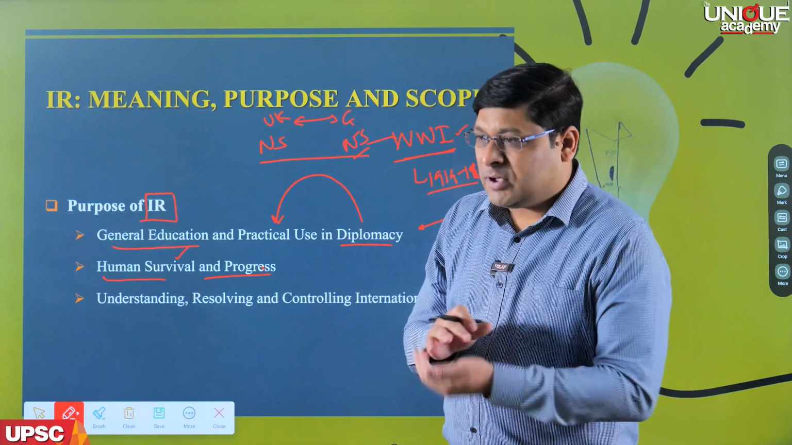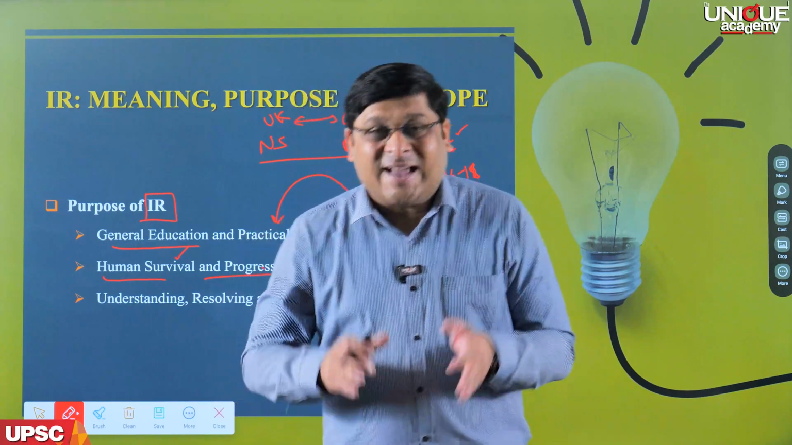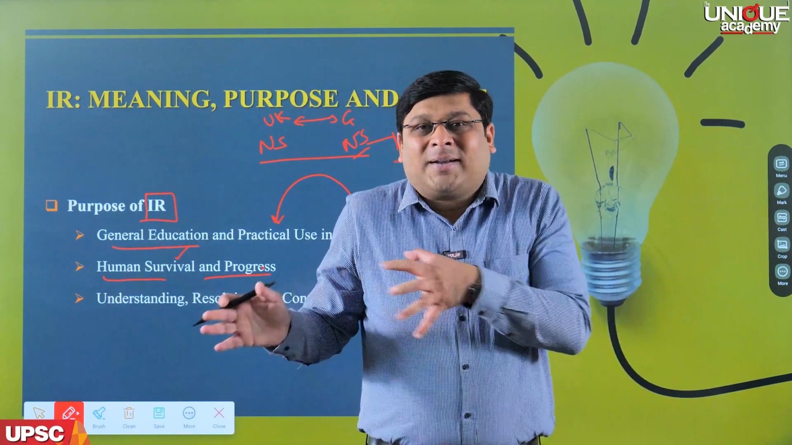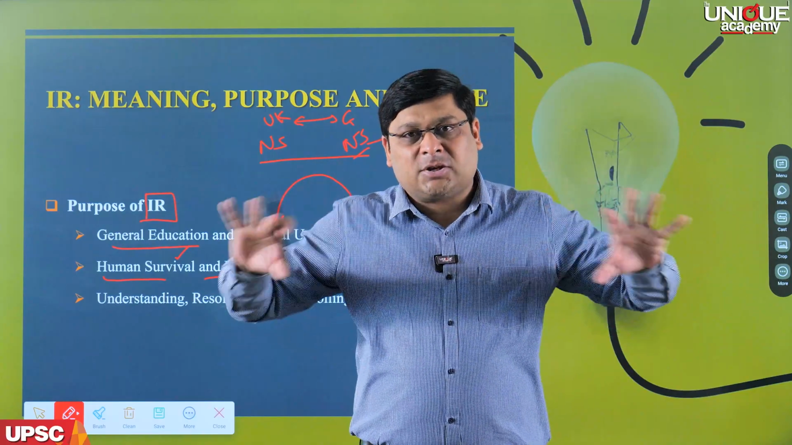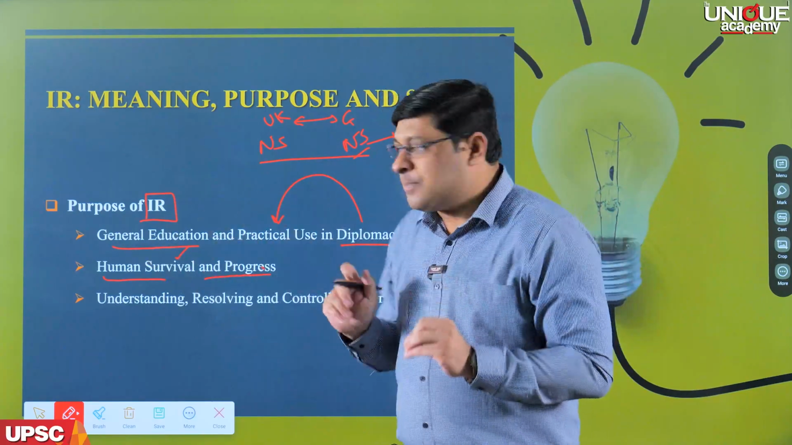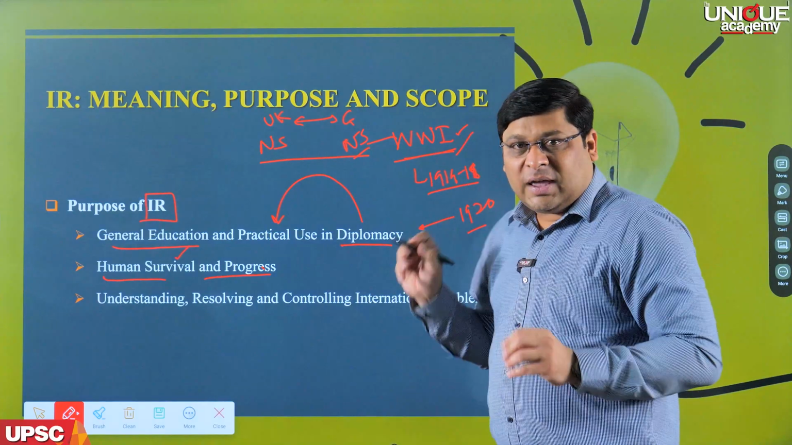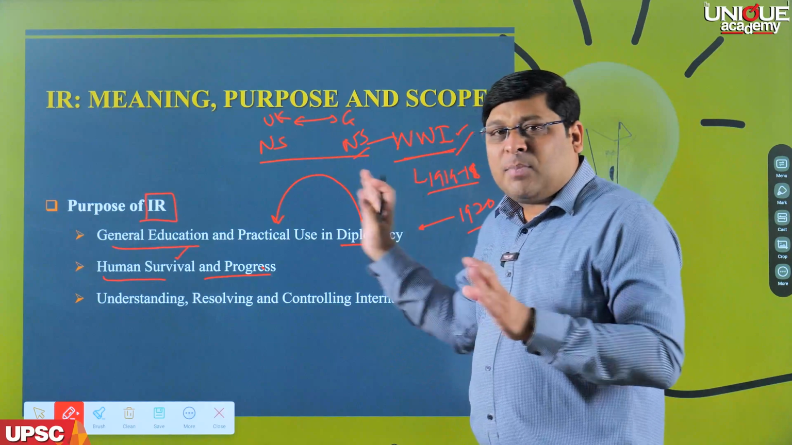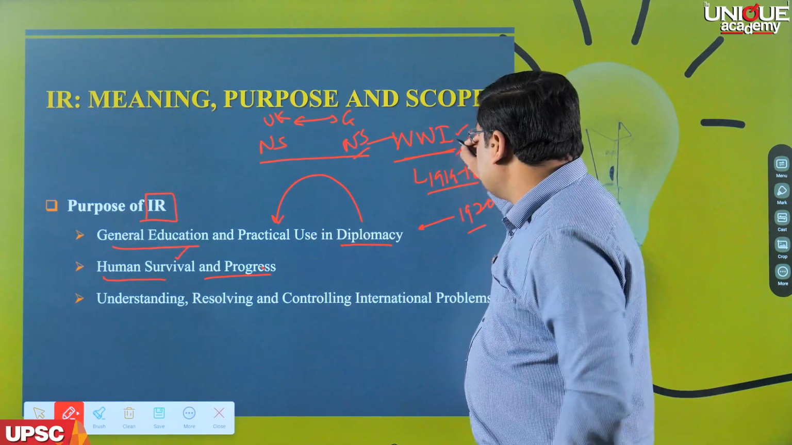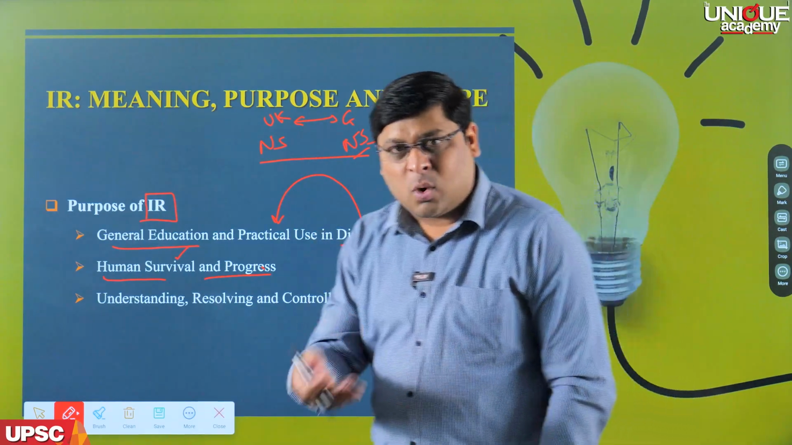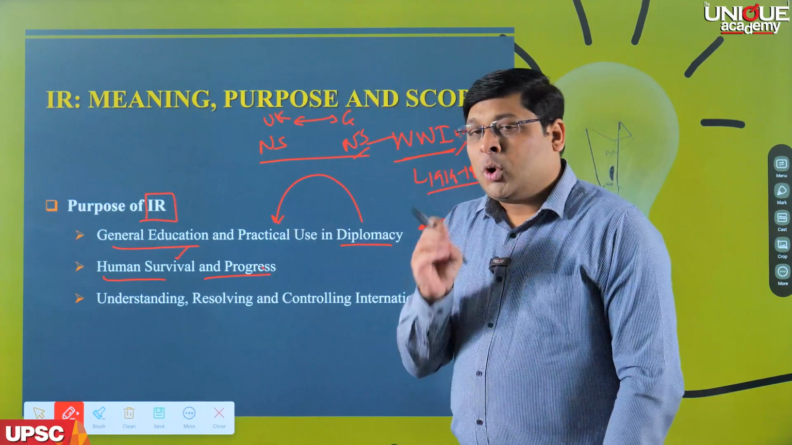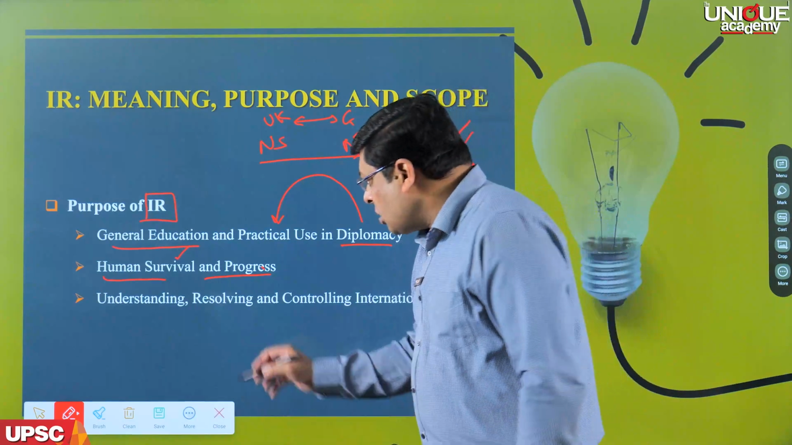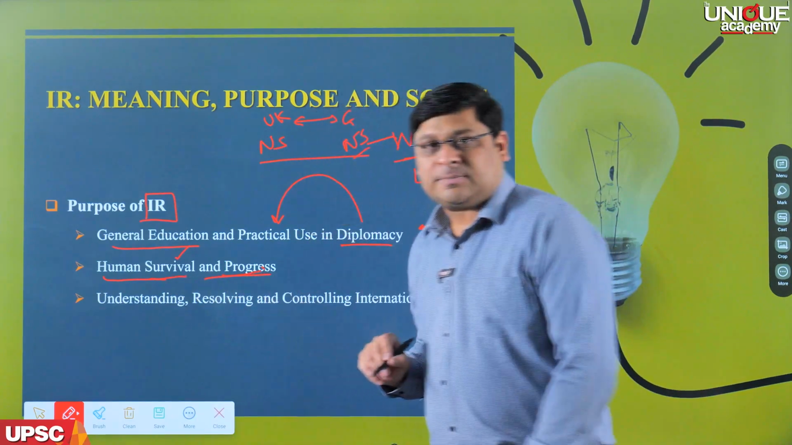What does that mean? It means international relations as a subject was never an independent subject. It was part and parcel of what is called political science in general, right? For the first time after World War I, international relations became a separate subject. That is where it became significant, because these were devastating wars, World War I, World War II, right? And that is why one important purpose when this subject became an independent subject was human survival and progress, right?